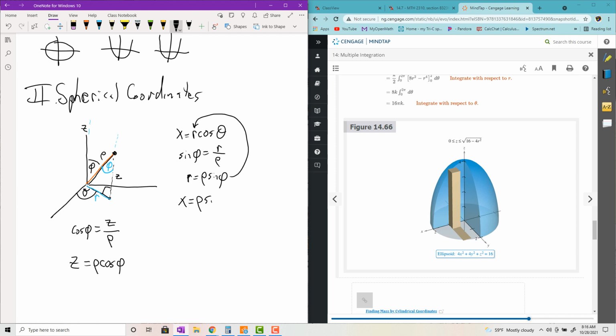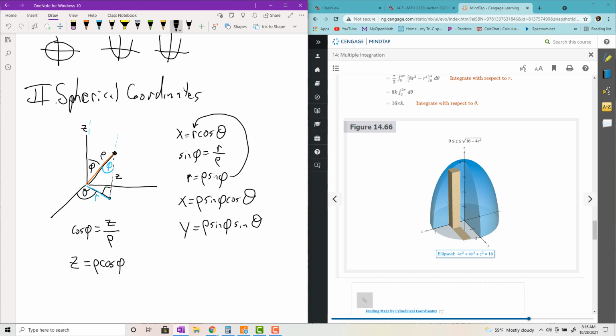So x = rho sine phi cosine theta, and then y, by the same kind of explanation, will be rho sine phi sine theta. Okay, so we have those conversion formulas.